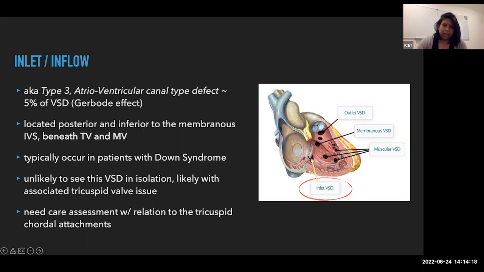This is not likely to be something that occurs in isolation. There is usually a tricuspid valve problem associated with these kinds of VSDs. So when you look with the echo probe, you need to make sure you interrogate the tricuspid valve attachments as best as you can, because they often are involved. They sometimes can adhere to the VSD and can prolapse into the VSD. So those are things you have to be mindful of when you're evaluating them.